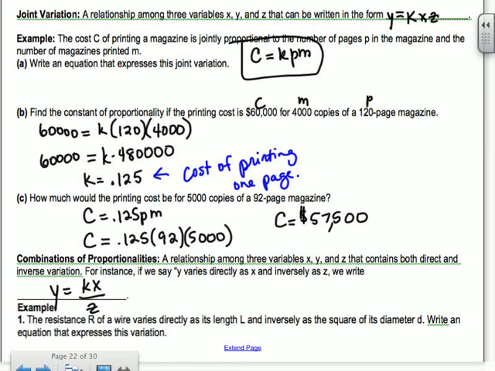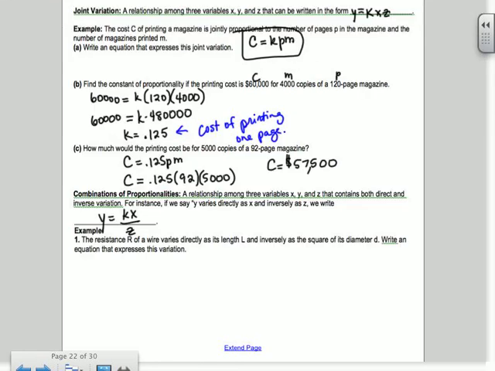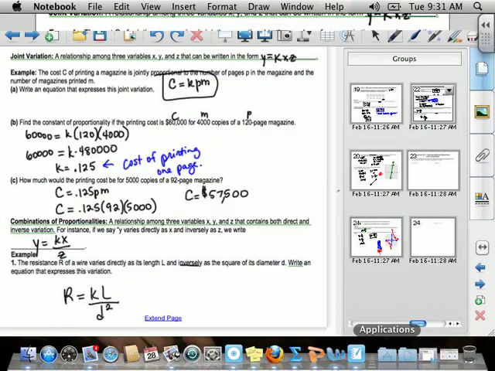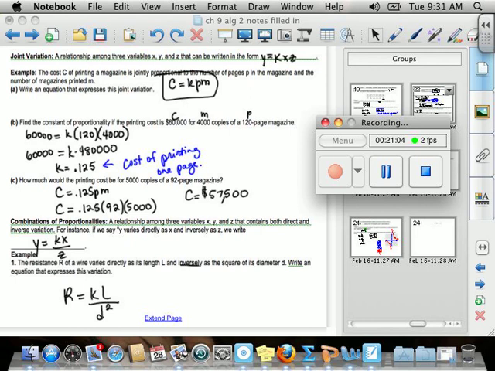Okay, so it says the resistance R of a wire varies directly as its length, so that means it's on the same line as the resistance. So R equals KL. And inversely as the square of its diameter D. So it's over, because it was inversely, the square of D, so D squared. Does that make sense? All right, we are going to do a part of the next section too, but I'm going to stop this.